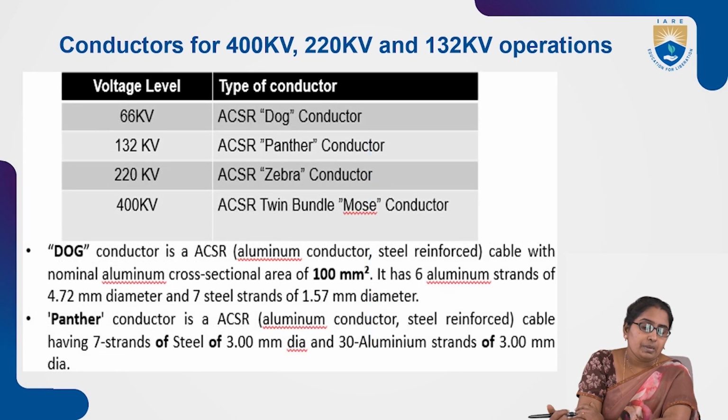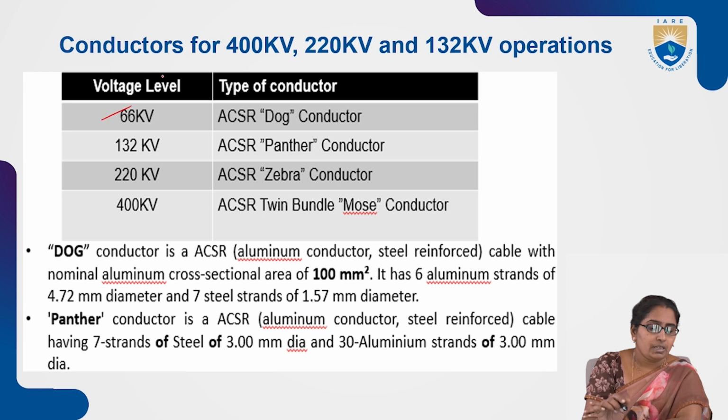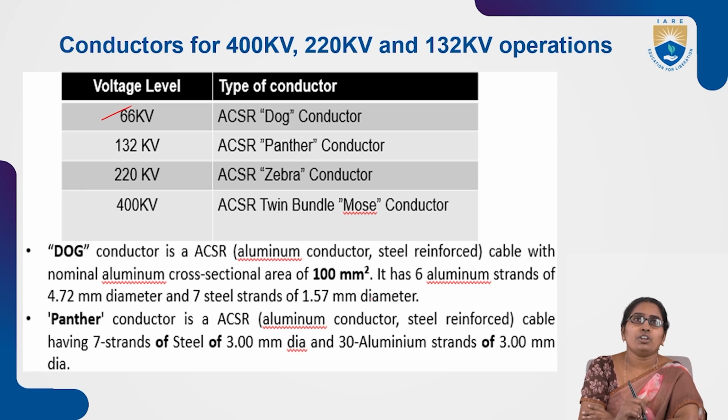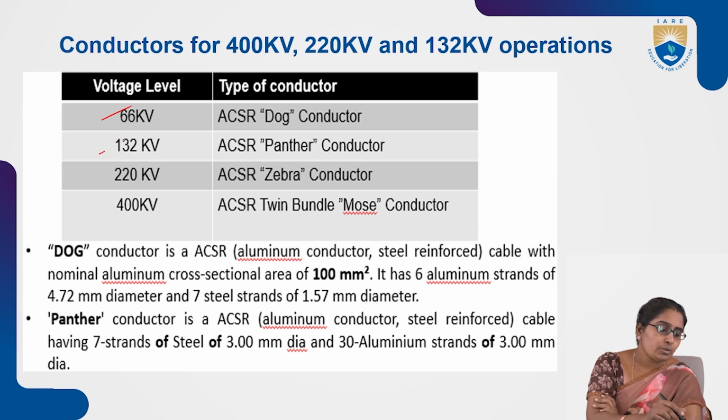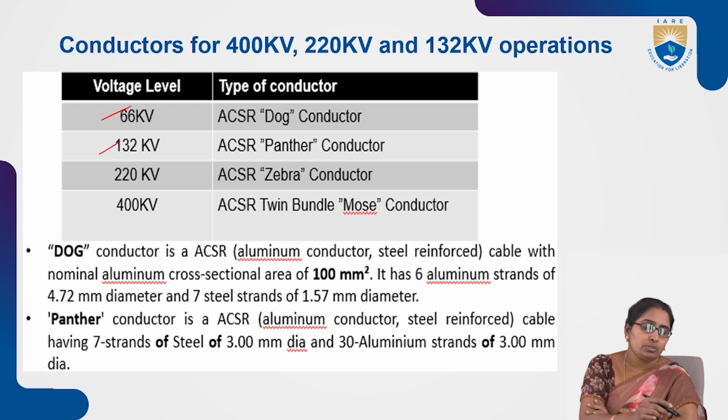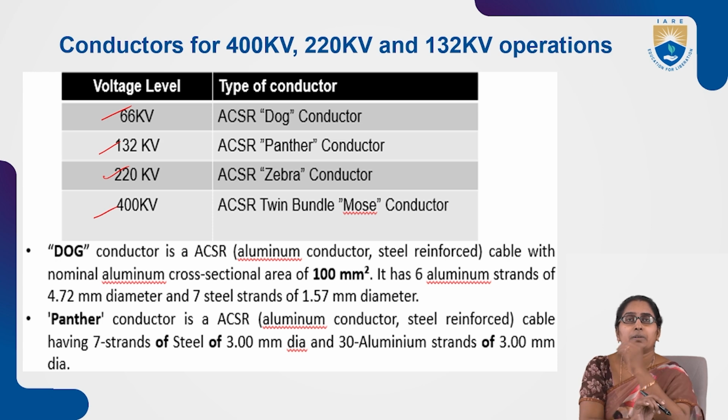Next, conductors for 400 kV, 220 kV and 132 kV operations. Depending upon the operating voltage, there are different types of conductors used. For voltage level 66 kV, the type of conductor is ACSR dog conductor. We'll see next what a dog conductor is, how many steel strands and aluminum strands there are. For 132 kV, ACSR Panther conductor; 220 kV, ACSR Zebra conductor; 400 kV, ACSR Twin Bundle Moose conductor.